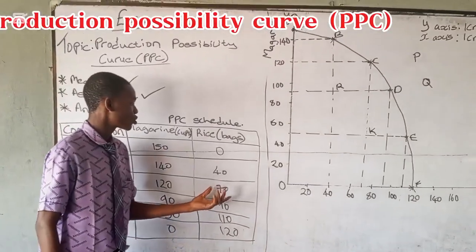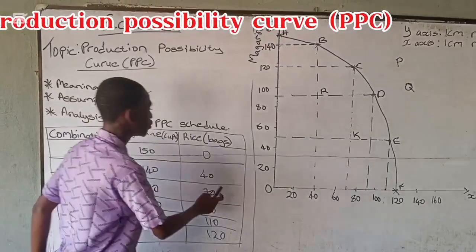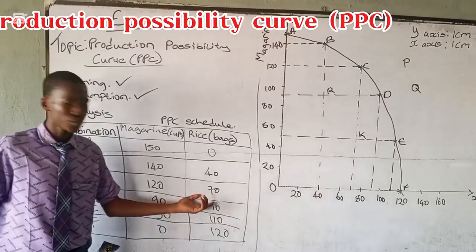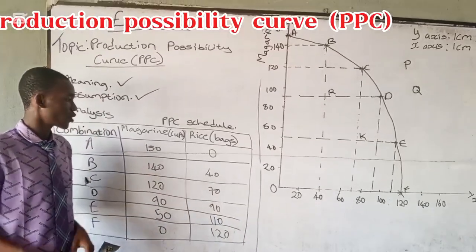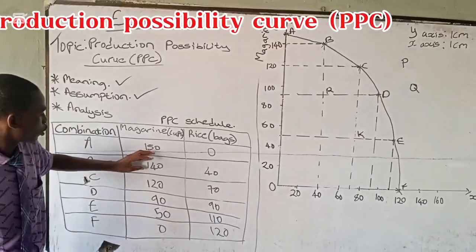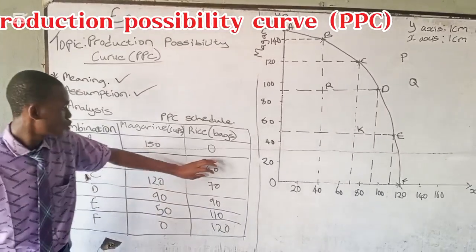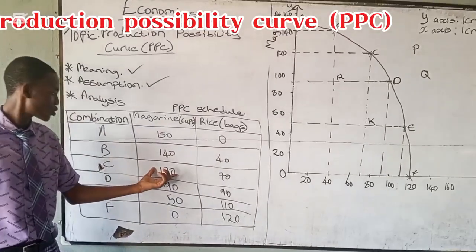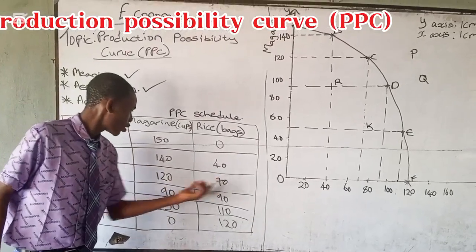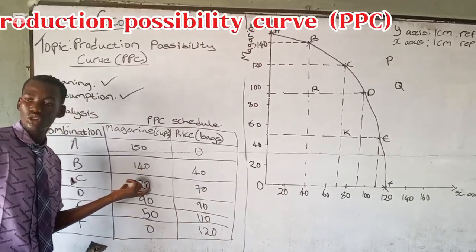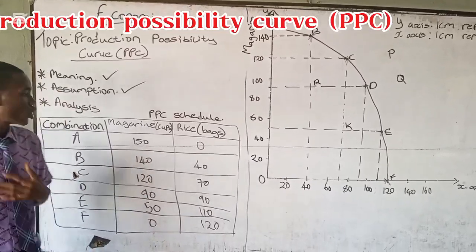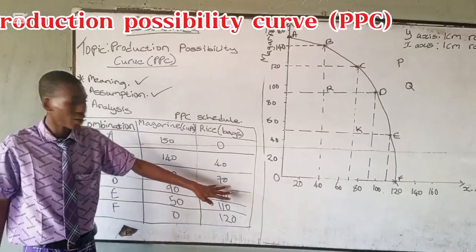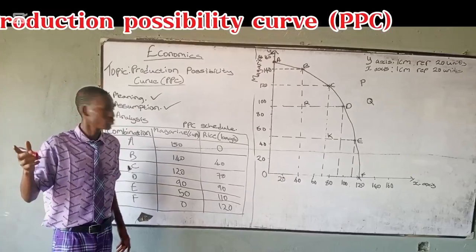Lastly, we were asked to calculate the opportunity cost in order to produce 70 bags of rice. The opportunity cost to produce 70 bags of rice is 20 cups of margarine. Why? We had 140 cups of margarine to produce 40 bags of rice. Then at this point, we have 120 cups to produce 70 bags. 140 minus 120 gives us 20. That means we sacrificed 20 cups of margarine to produce 70 bags of rice. Is that clear? Yes, sir.